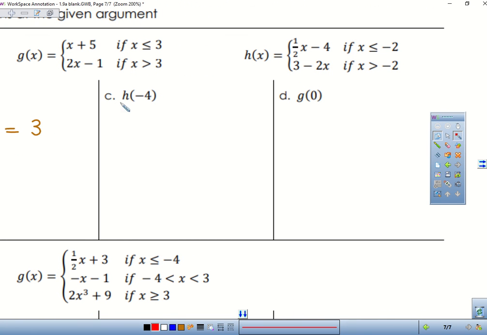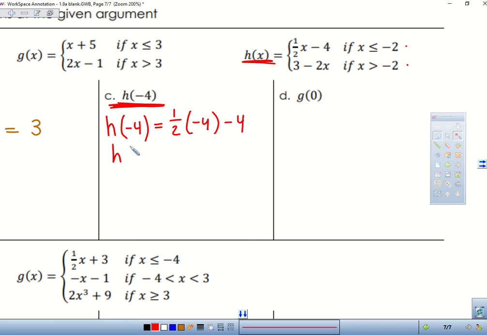Okay, so look at this one. This one's talking about h of some value. So we're going to look at the h of x function. Make sure you're matching the proper function. So h of -4. Which boundary does it fall on? The first or the second? First. It does fall in the first because -4 is less than -2. So since it falls in the first boundary, h of -4 is equal to, and then you replace x with -4. When you do the math, that's going to come out to be -2 minus 4, which is -6.